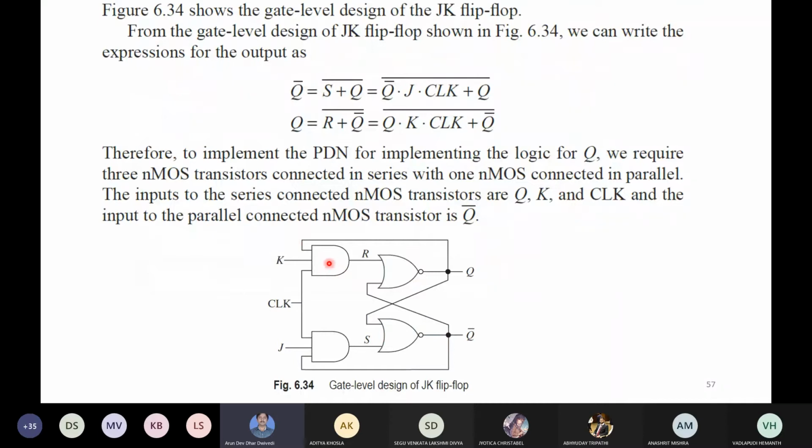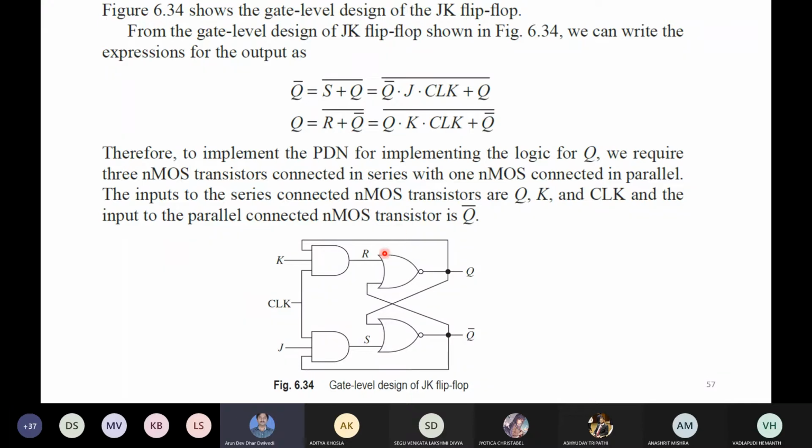This AND function has inputs Q, which is coming from here to this one, and K, and also clock. So ANDing of Q, K and clock, and then in parallel another input is coming, that is Q bar, which is given here. So ANDing of Q, K, CLK plus Q bar, and then the whole bar, because it is a NOR gate.